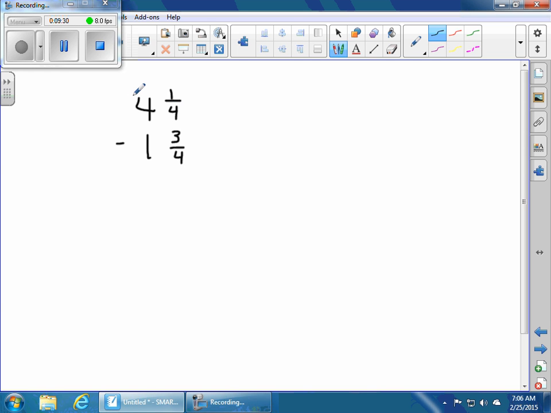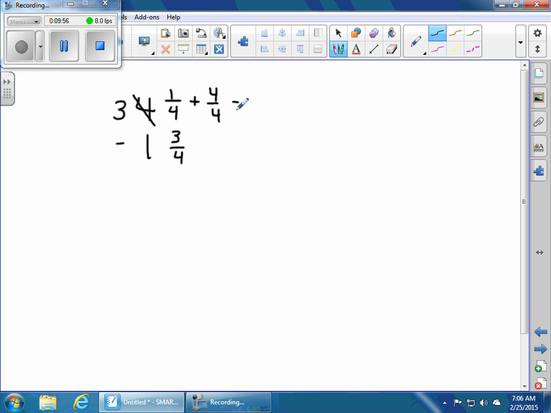So what you're going to do is you're going to borrow a whole. So you're going to cross out that 4 and make that a 3. You're going to take your whole and make it into a fraction. So since we already have fourths here, how many fourths would it take to make 1? Well, it's going to take 4/4 to make 1.